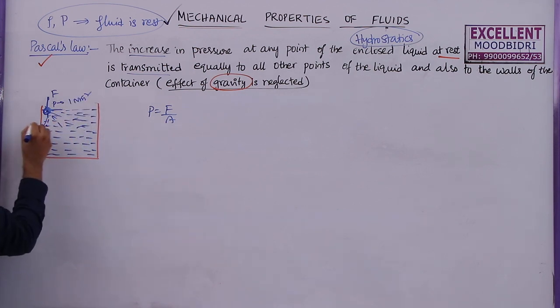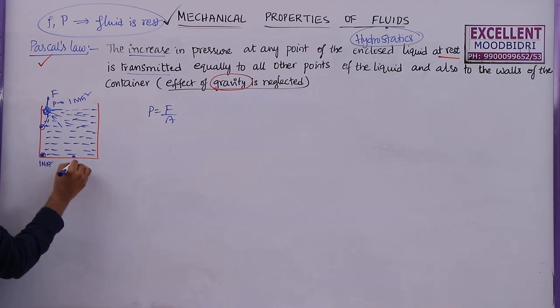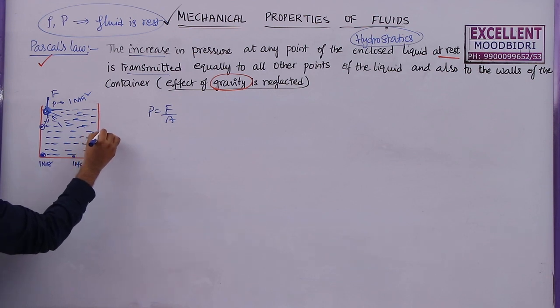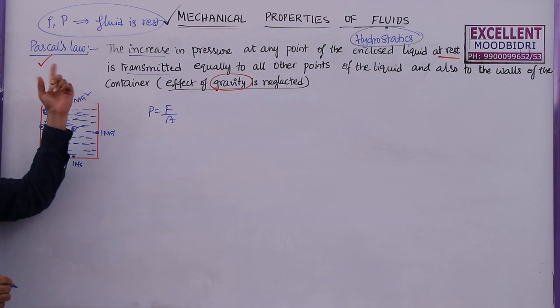So what is the increase in pressure at this point? 1 Newton per meter square. What is the increase in pressure? The previous pressure may be anything, but the increase in pressure at this point will be 1 Newton per meter square. Here 1 Newton per meter square. Here 1 Newton per meter square. That means you see this Pascal's law statement.